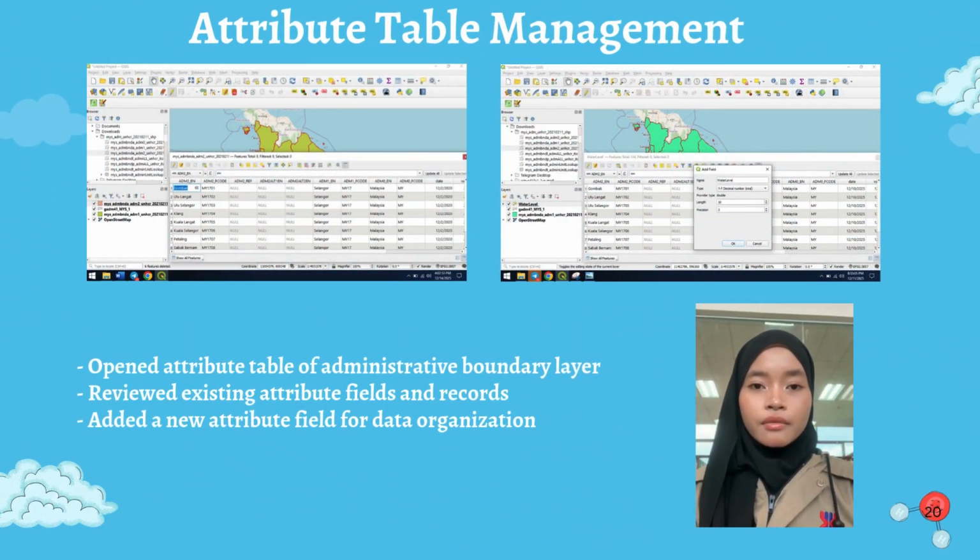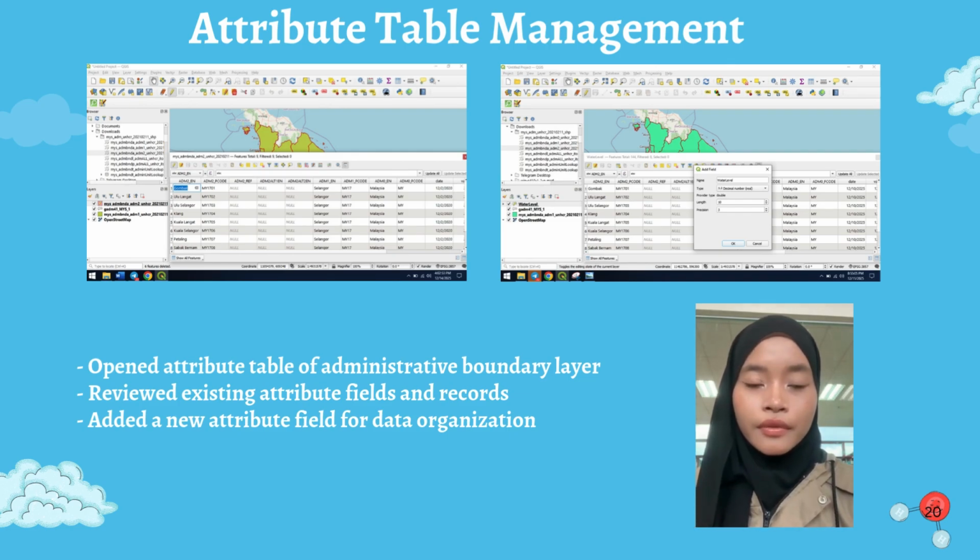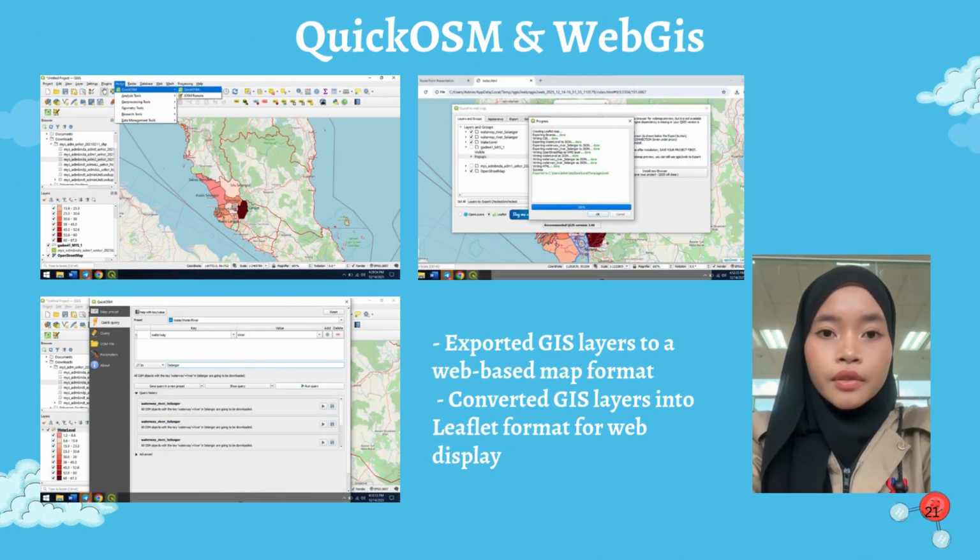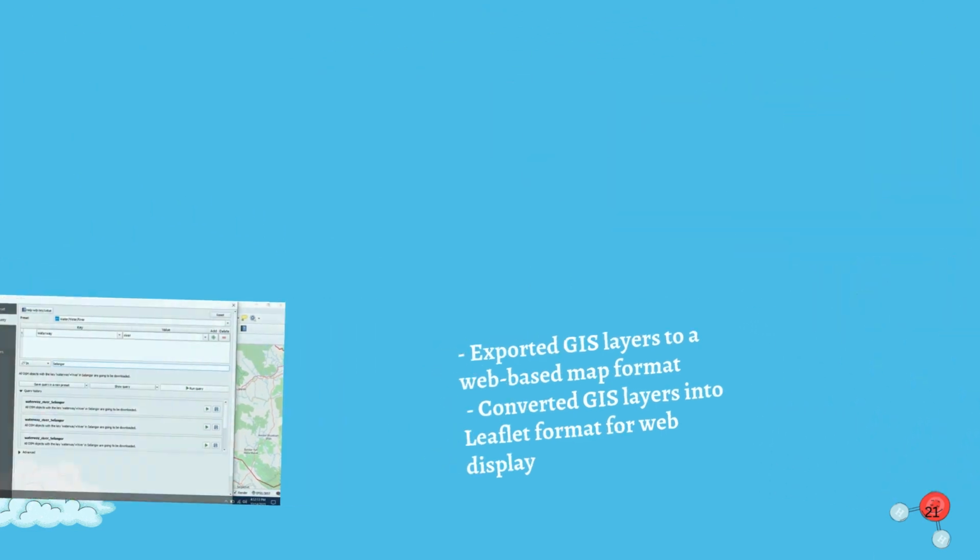In this step, the attribute table of the ADM layer was examined. Existing attribute information such as administrative names and codes was reviewed. A new attribute field was added to improve data organization to support further analysis. The map was exported from QGIS using a web plugin and converted into a Leaflet-based web map. Leaflet allows the map to be displayed interactively in a web browser without the need for GIS software.